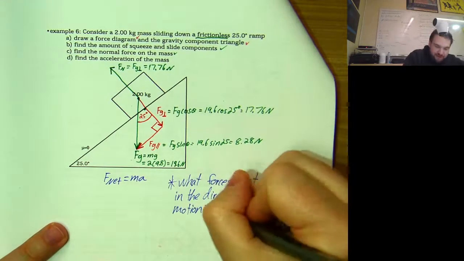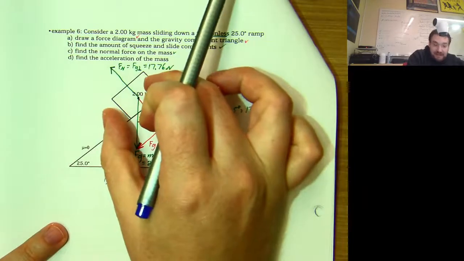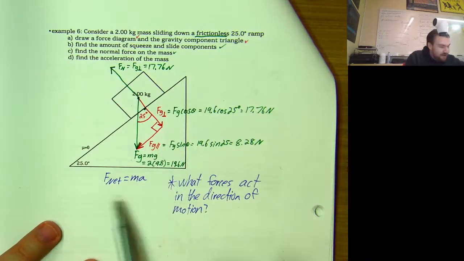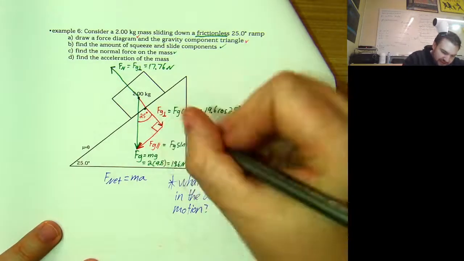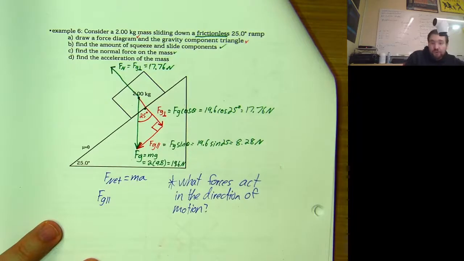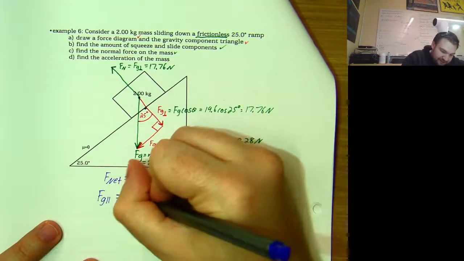Okay, that's what you have to ask yourself. In this case, the only force or piece of force that acts in the direction of motion, i.e. this block is going to slide down the ramp, is this parallel component here. So in my F net equals ma equation, it's going to be Fg parallel. That is the only force acting in the direction of motion, and that's going to be what's causing my acceleration. It's going to equal ma.